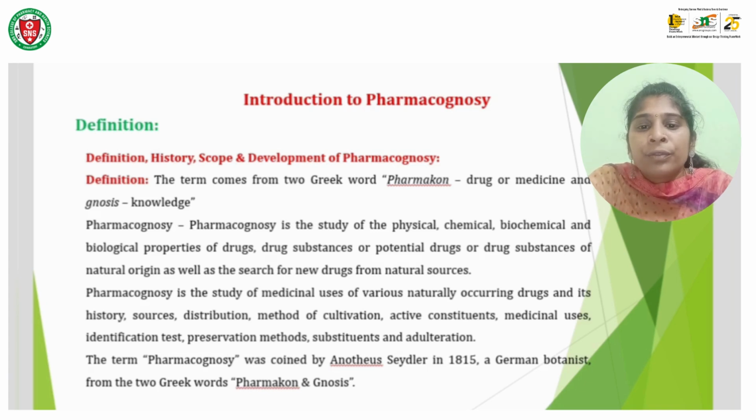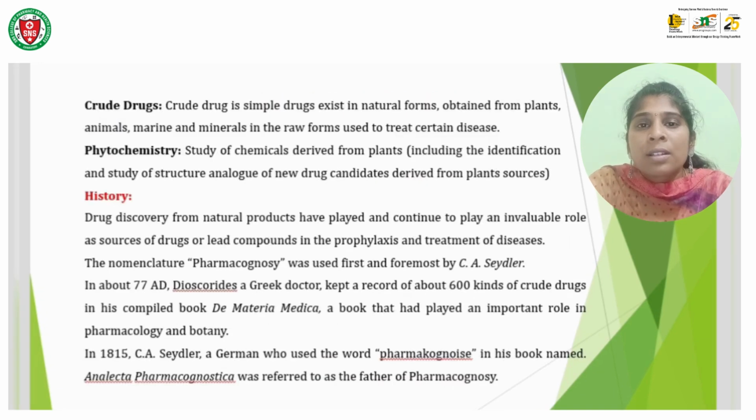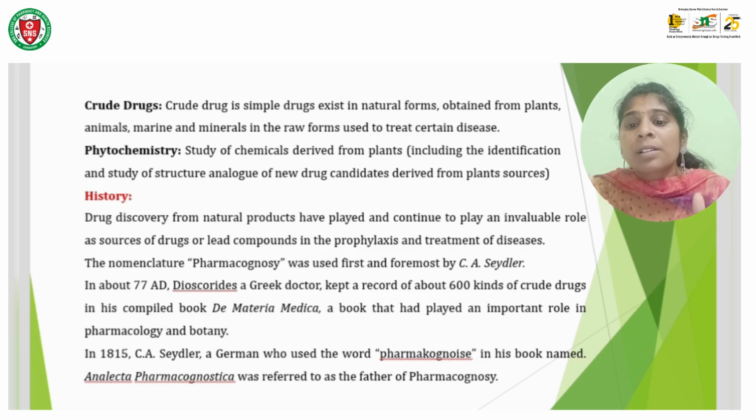And in pharmacognosy, we are going to study only the natural origin drugs, which may have a source of animal or plant. So pharmacognosy is a study of the medicinal use of various naturally occurring drugs and their history, sources, distribution, method of cultivation, active constituents, medicinal uses, identification tests, preservation methods, substitutions and adulterations.